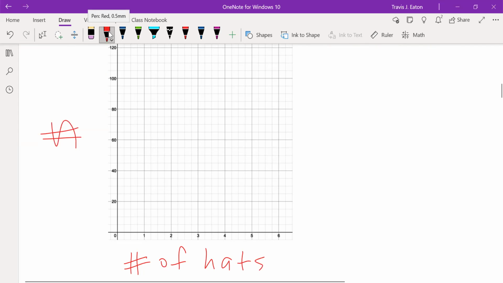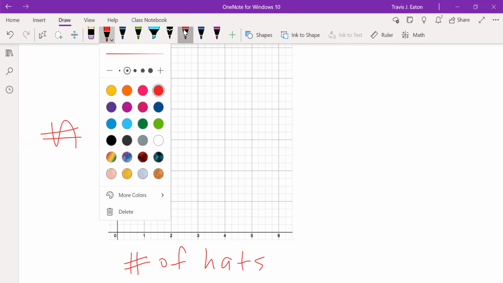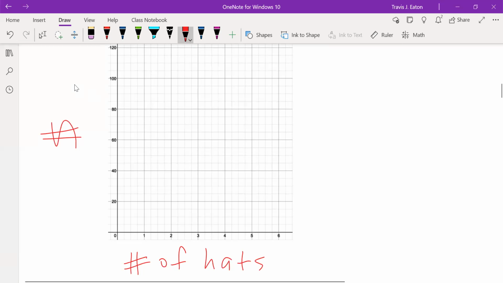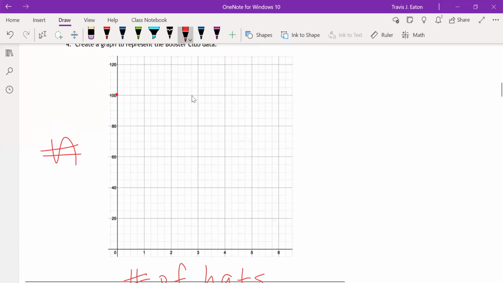Okay, so the amount collected, or not the amount collected, but the number of hats ordered, we'll do that as a red line. Okay, so let me go over here, and of course, at 0 hats, we can say, all right, well, it's going to be $100 before we even order a single hat, right? And then it's $3.50 per hat. Now, it's kind of hard to go up by $3.50 on this particular graph. If we ordered 2 hats, it would go up by $7, right? $3.50 for one, 7 for 2.